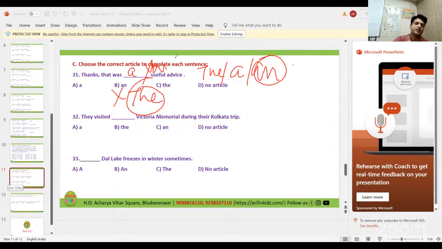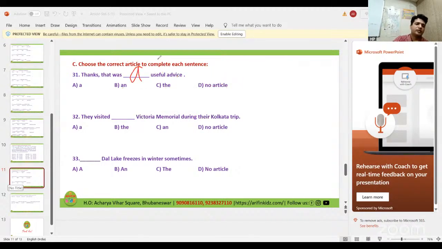So the precise answer to this question is actually: Thanks. That was a useful advice. The correct answer is a useful advice. Now, I'll tell you why the is wrong over here. Initially, I thought it was a particular advice they were trying to put forward, but it is not. It is a general advice. So a is precise and it is correct. So, a useful advice.